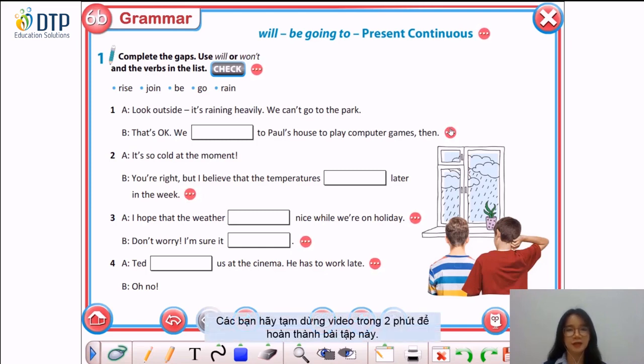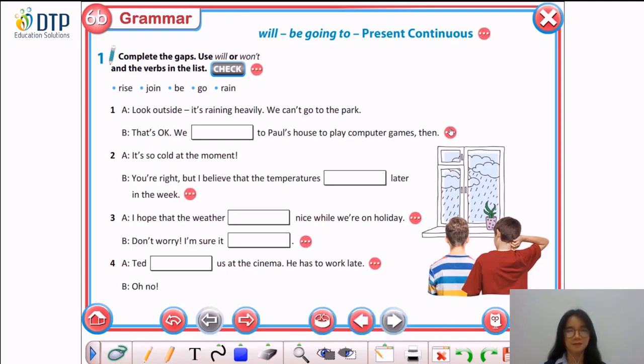I will give you 2 minutes to finish this exercise. You can pause the video here. Time's up, everyone. Let's check the answers. The first gap. What is your answer? Is it will go? Very good. The next gap. Can you tell me the answer for the second gap?